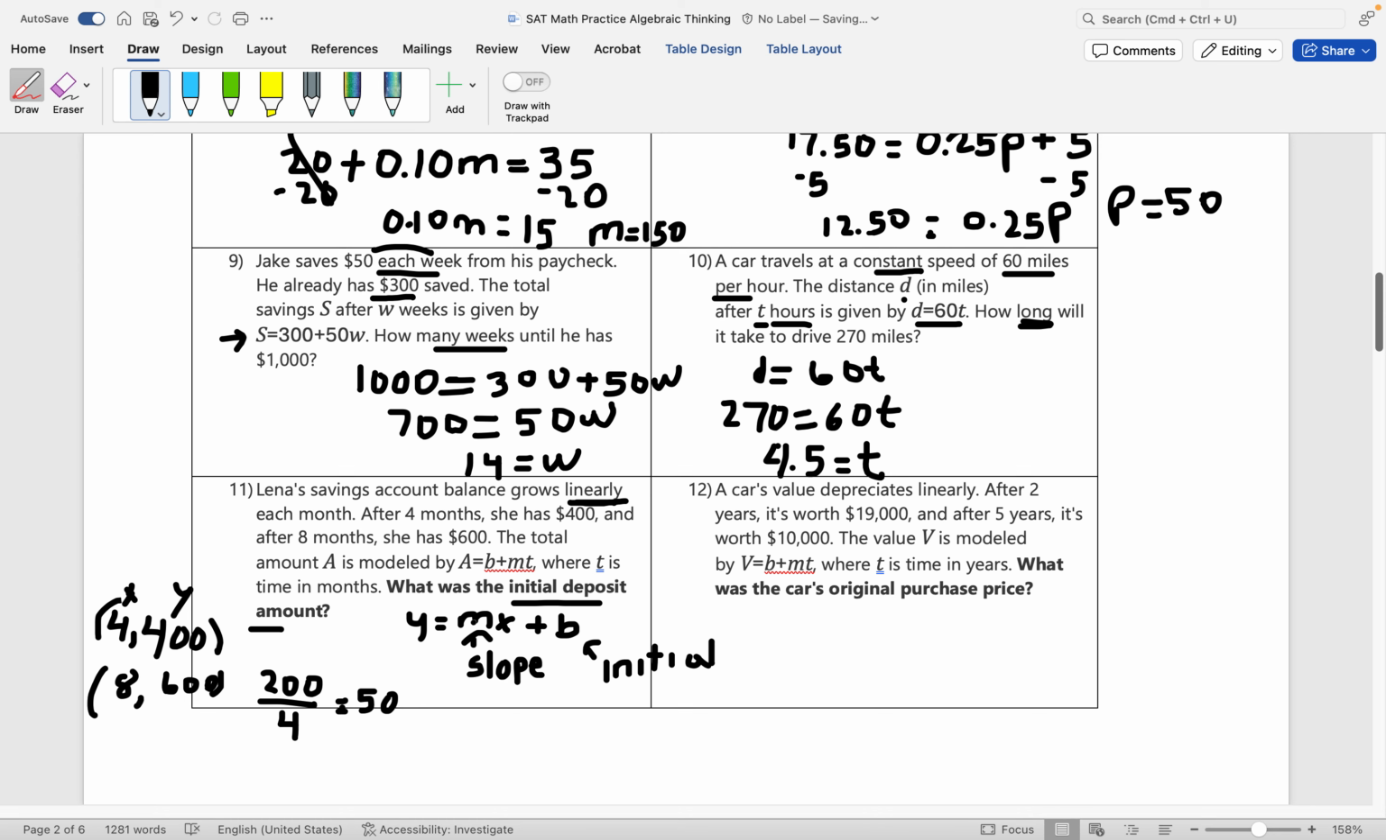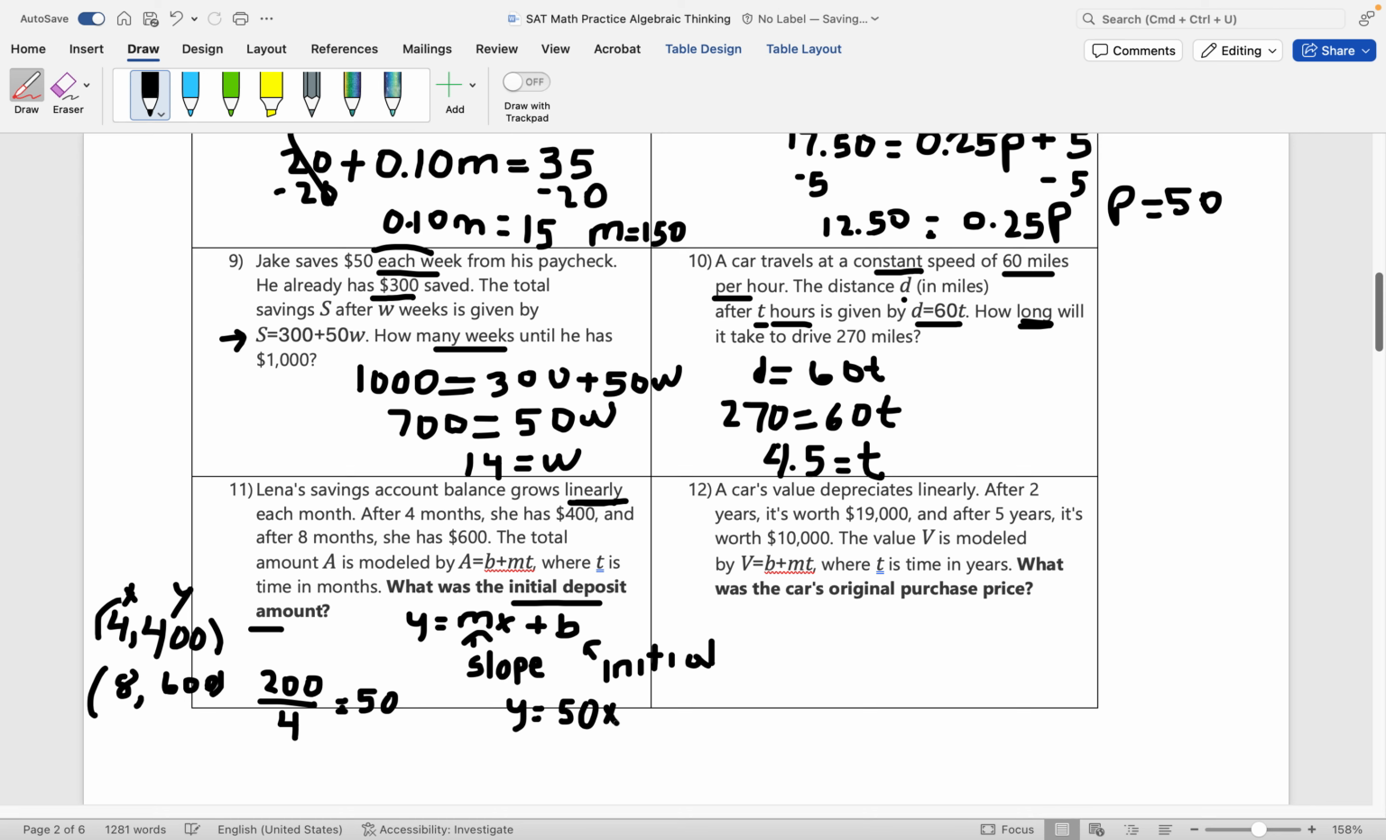So now I go over here and I have my equation to be Y equals, and I'm using X and Y. You can go and use A and T. It doesn't matter, as long as you know that the Y is the total amount, the X is the time. So this is 50X plus B.